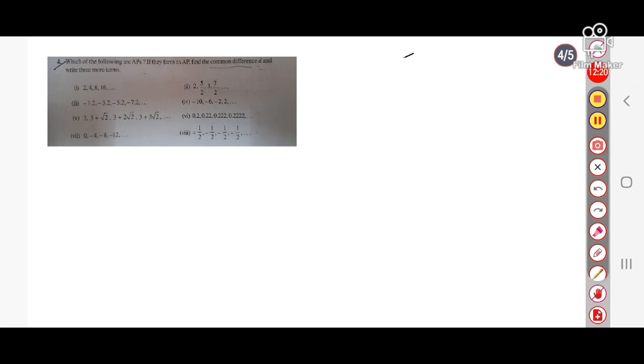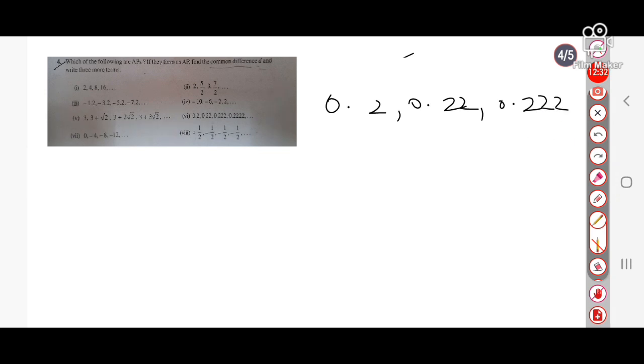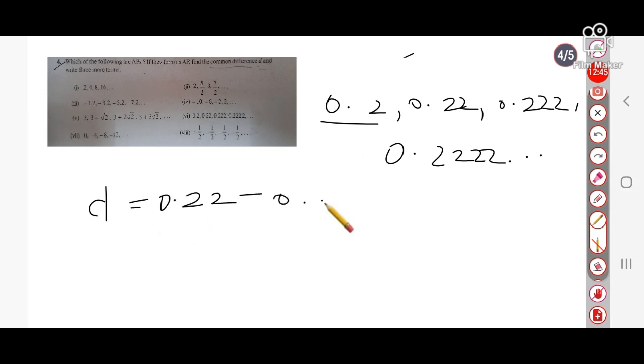Now, sixth subdivision: 0.2, 0.22, 0.222, and 0.2222, and it goes on. Same way, this will be the A. The common difference will be again 0.22 minus 0.2, you get 0.02.